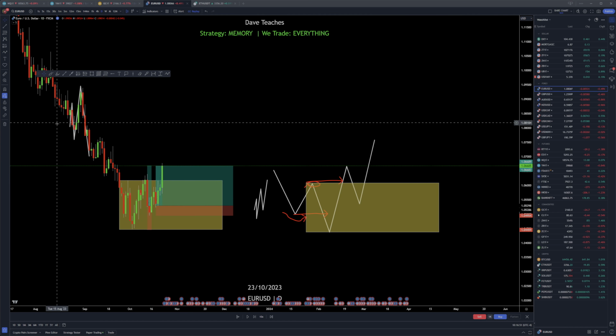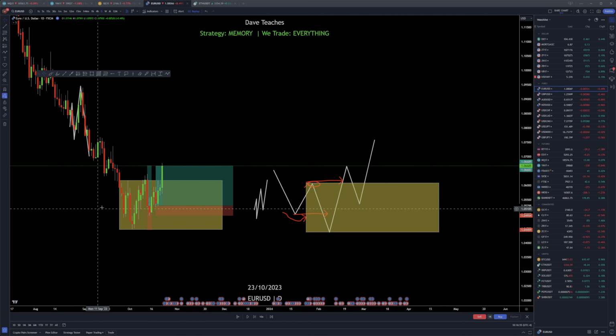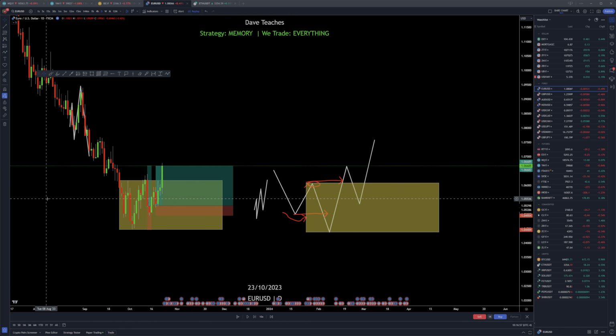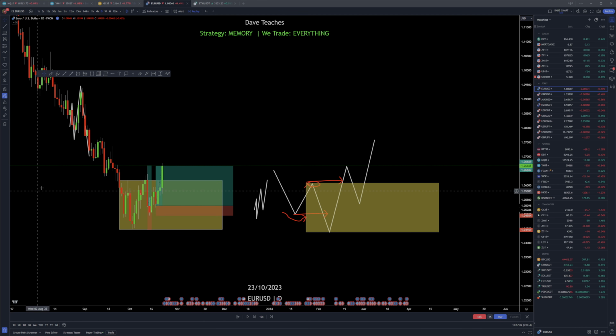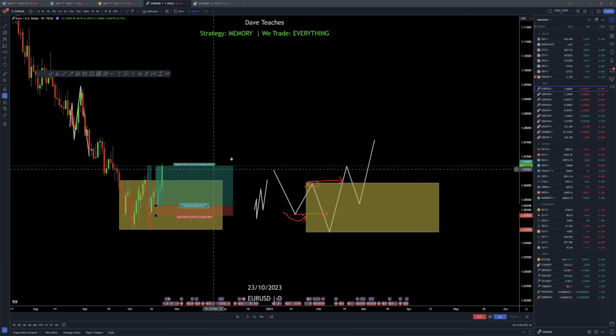But as you're following structure on the way down, that flip needs to occur in what? A higher time frame zone. A higher time frame zone, which was discussed in the market structure and the zones video. So I want you guys to pay attention to that.